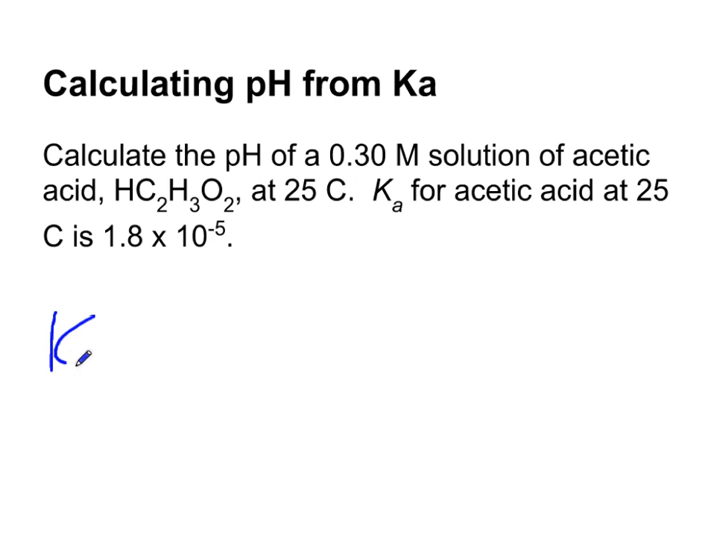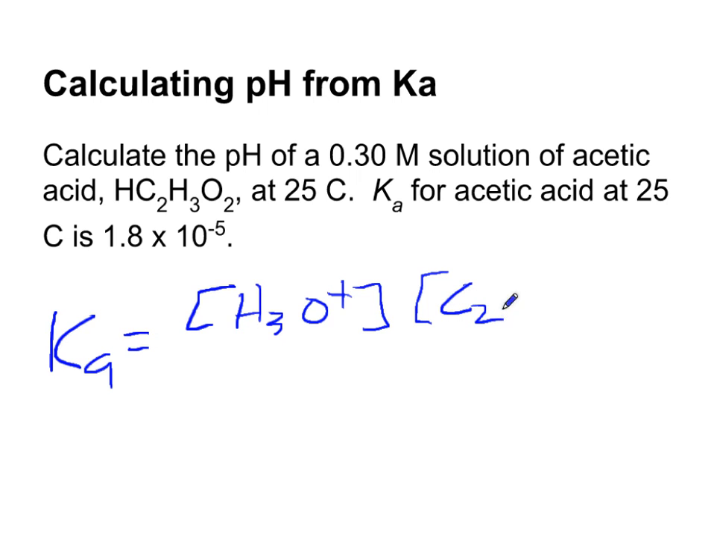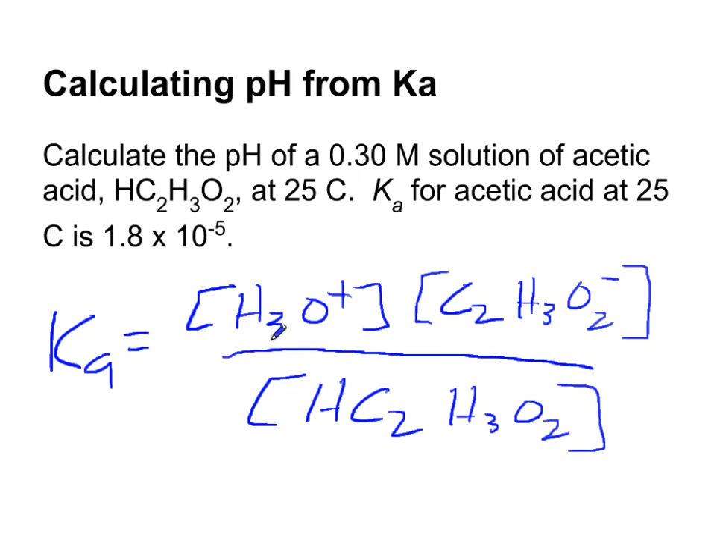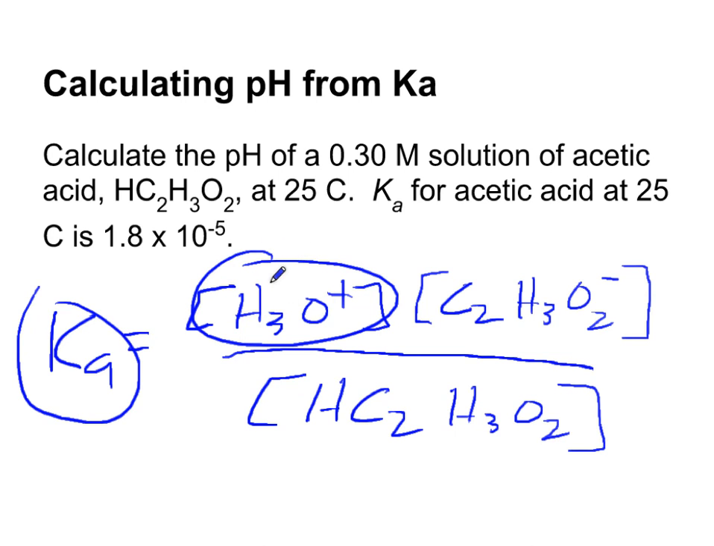So our equilibrium expression for this one, Ka, is going to be the products, which is the hydronium ion, times the conjugate base, the acetate ion, divided by the reactants. We're leaving off pure water from our dissociation reaction, it's just the HC2H3O2. So this is what we're going to use. We know what Ka is. We're going to have to try and find the hydronium concentration to take the negative log of it to find the pH.